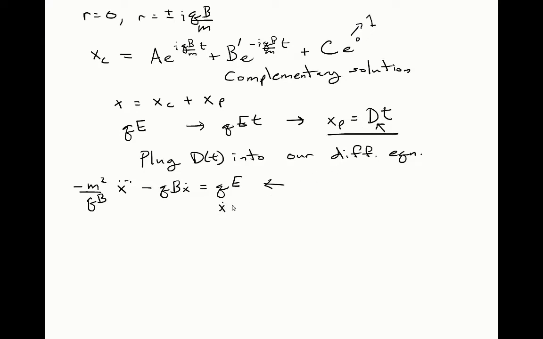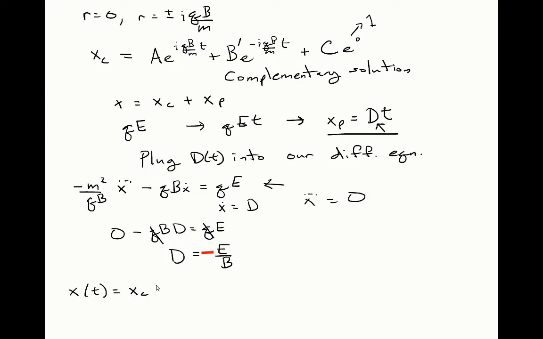Okay, well, x dot is just D, and all derivatives after that are 0, so x triple dot equals 0. So we have 0. Oh, these q's cancel. So if we're solving for D, we just get D equals E over B. So then we have our complementary solution plus our particular solution. There's x of t. So there it is.